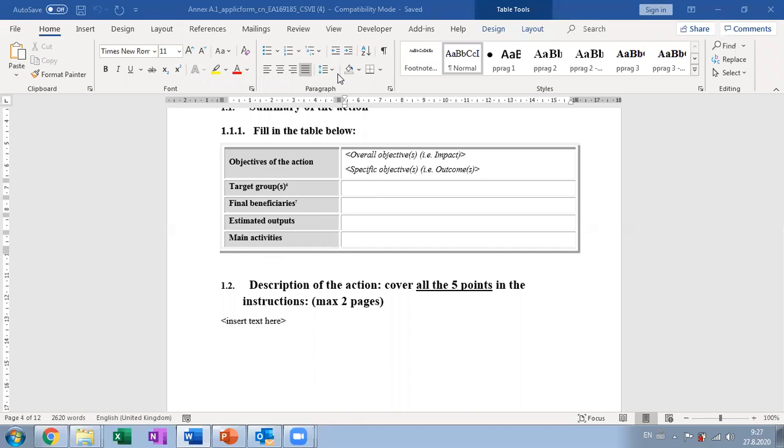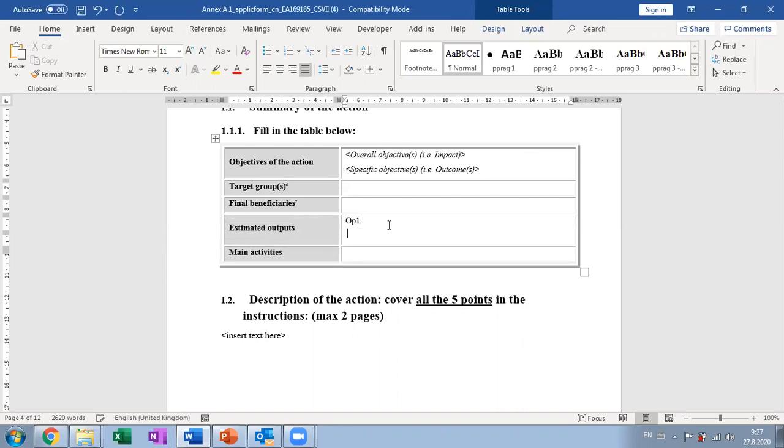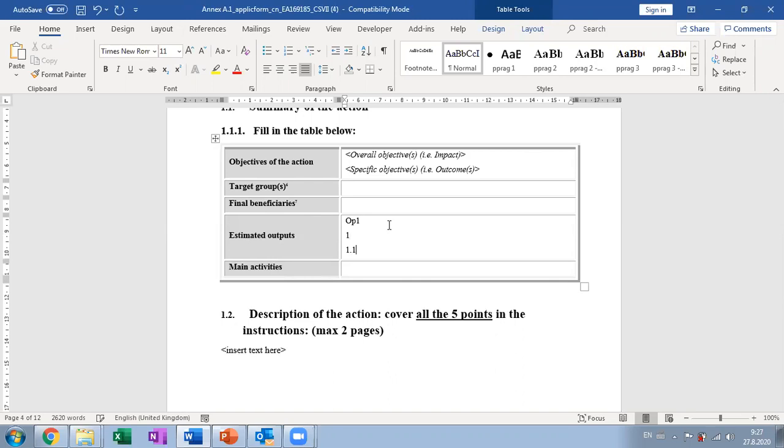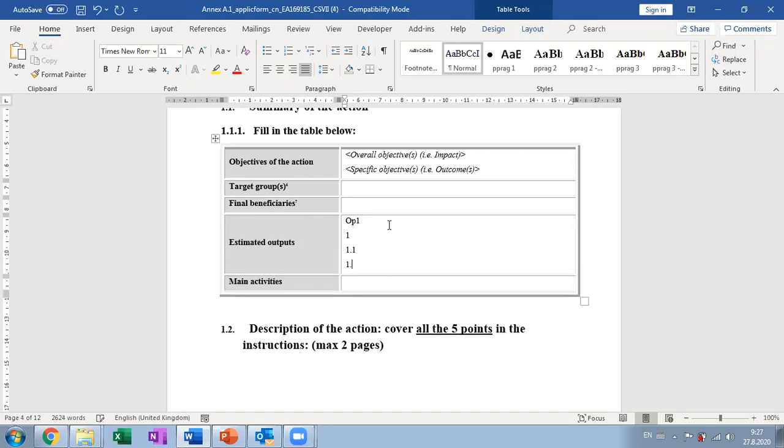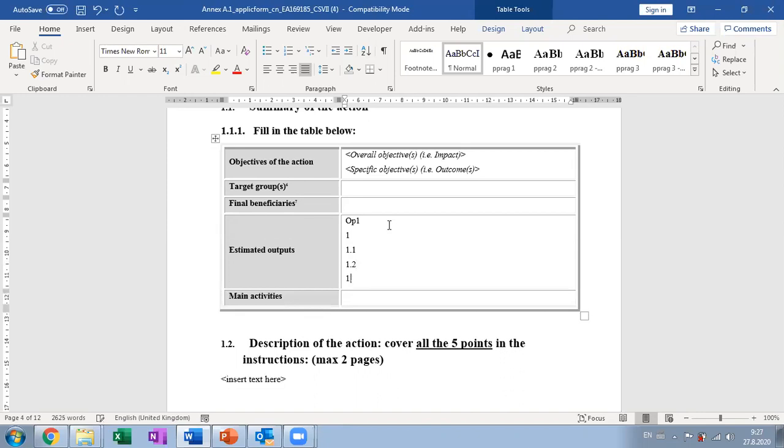And how do you number outputs? It can be an abbreviation. Let's say output 1. Or it can be simply 1, or perhaps if you would like to make a connection with outcomes, and then perhaps one outcome will be linked to 3 particular outputs, you can use also 1.1, 1.2, 1.3. So there are no rules, but these 3 ways are the most common ways of numbering the outputs.